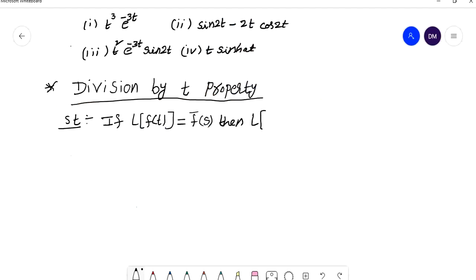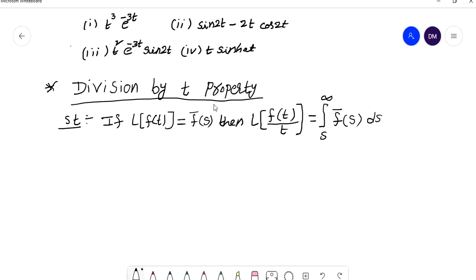Laplace transform of f of t by t. So division, we are doing division, so that's why we are writing t in the denominator. So L of f of t by t is equal to integral s to infinity f bar of s ds. Here f bar of s is nothing but L of f of t.